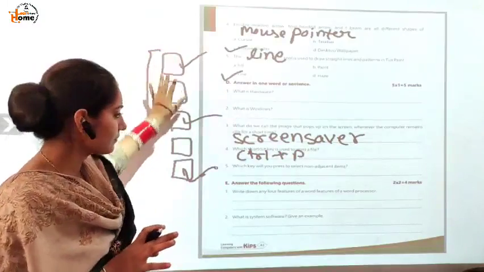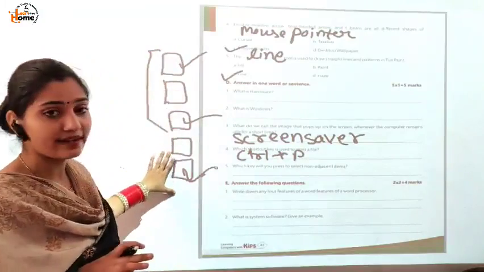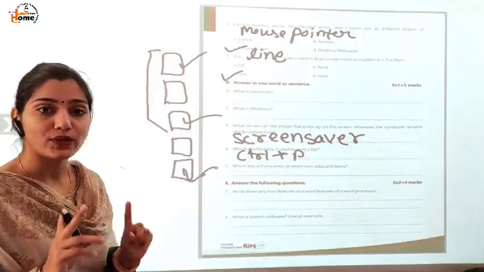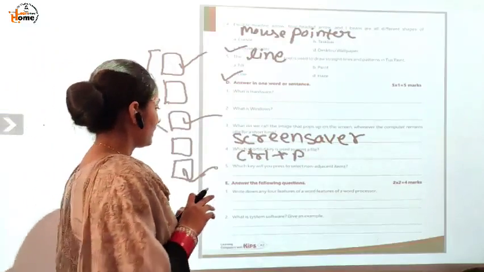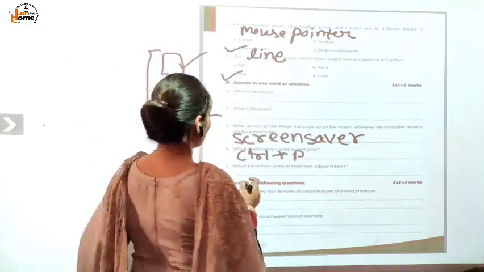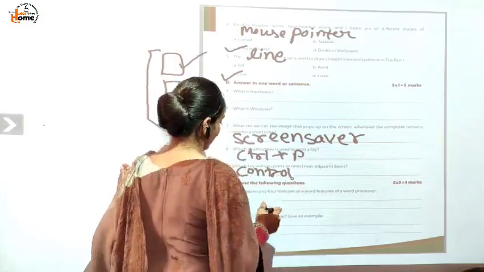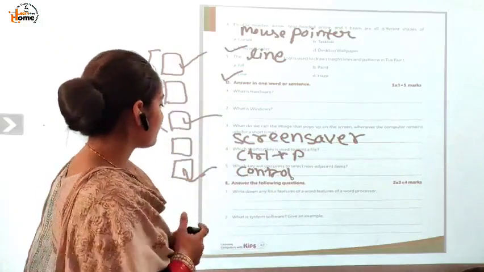Okay? If you have to select all the non-adjacent items, what will you have to do? You will have to press the control key. So which key will you press? Control key. CTRL. Okay? Now answer the following questions.